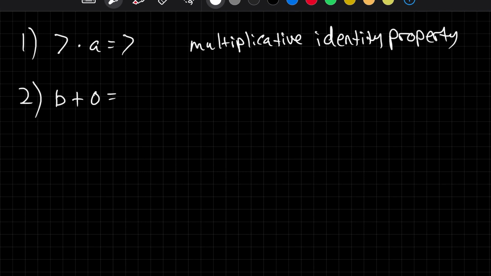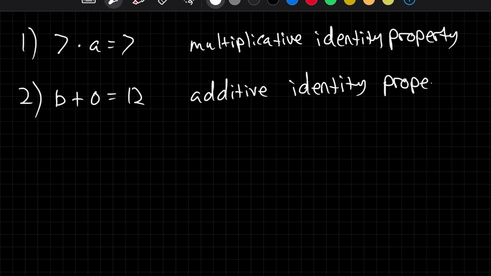All right, let's try another one. B plus 0 is equal to 12. So anything plus 0 is going to be equal to itself again, right? So this is the additive identity property. You're doing great.